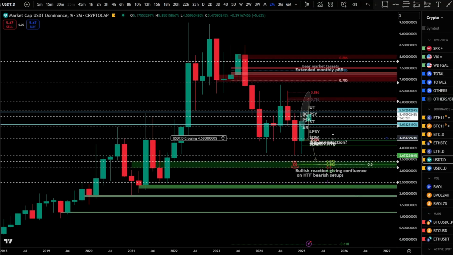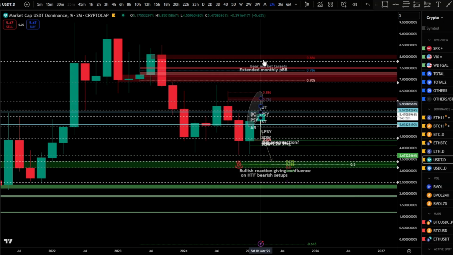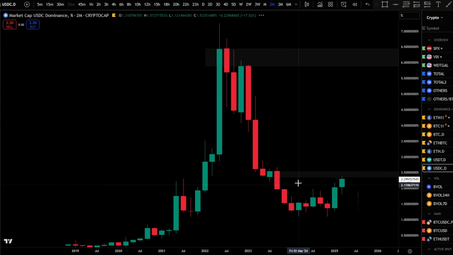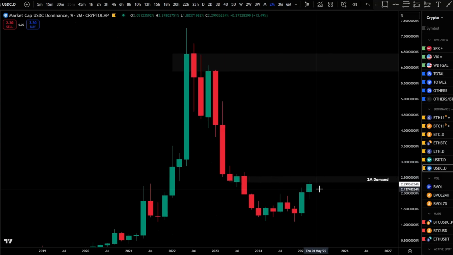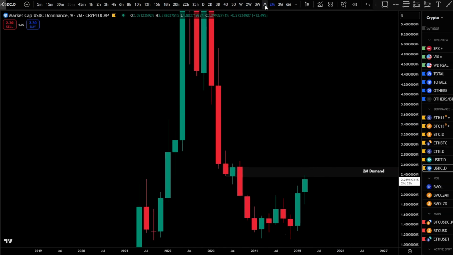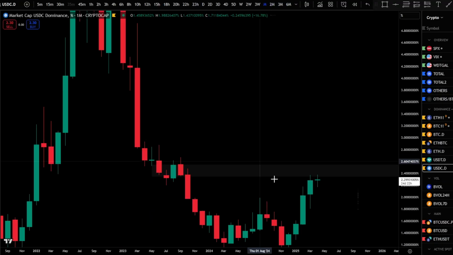If we are holding anything special, no, there's nothing. So it's quite interesting that we have here a clear demand level on the higher time frame. So it's quite an interesting confluence. Maybe it means that we should use the USDC chart more and more, because currently USDT is like a no man's land. There's nothing really there. So let's go to the monthly.